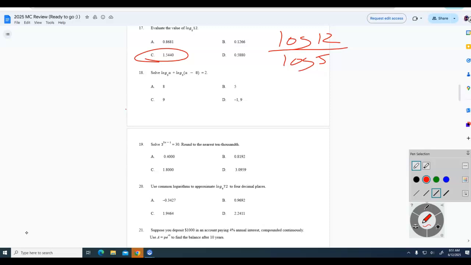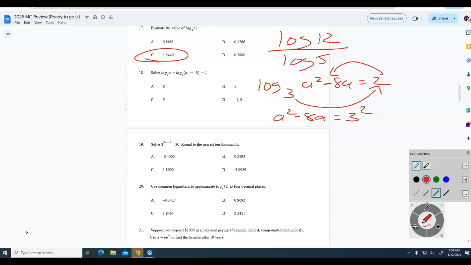Okay. Here, the addition means you multiply. Log base 3 of a squared minus 8a equals 2. And now it's this raised to the 2, goes back to your log. A squared minus 8a equals 3 squared. A squared minus 8a equals 9. A squared minus 8a minus 9 equals 0. A minus 9, a plus 1.